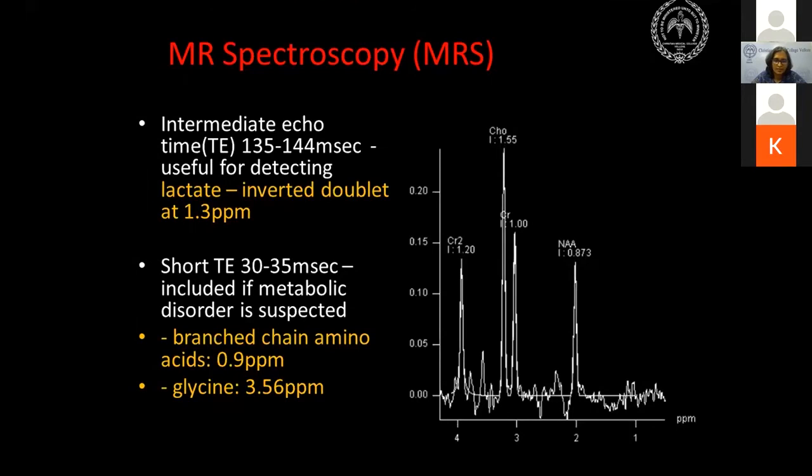Now, MRS has a role in neonatal encephalopathy, and typically an intermediate echo time is used, where we can see an inverted lactate peak at 1.3 ppm. A short TE, that is 30 to 35 milliseconds, can be included if a metabolic disorder is suspected, where we can see a glycine peak at 3.56 ppm.